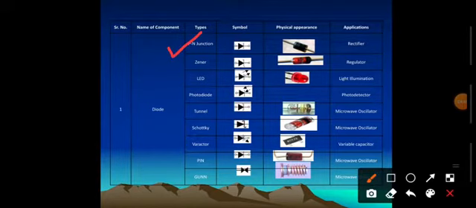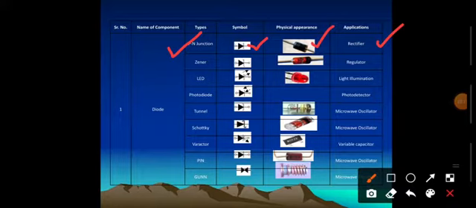You can see the symbol of a PN junction diode, how physically it looks, and what its application is. Basically, a PN junction diode is a two terminal device. I'll repeat once again: a PN junction diode is a two terminal device. Which are these two terminals? Anode and cathode are the two terminals.